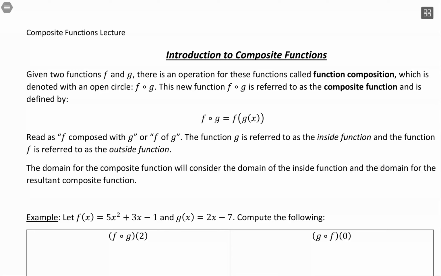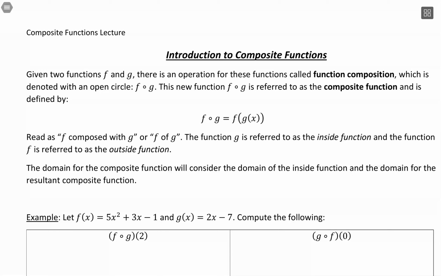So in this lecture, we're going to be looking at composite functions. Now, a lot of this will tie into how we've used functions in the past. There's just kind of an extra layer to it. So with function composition, what we're doing is we're layering functions. We're plugging one function into another.